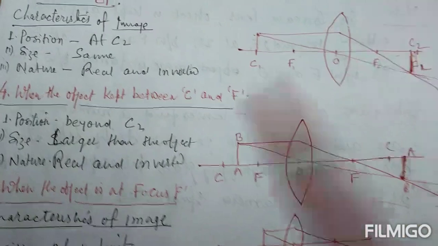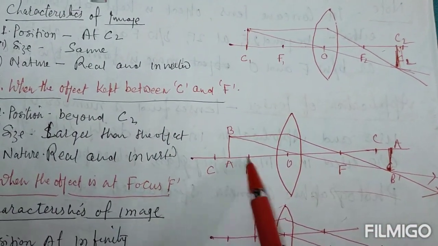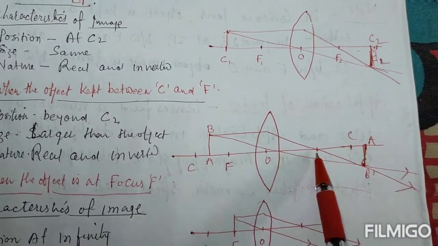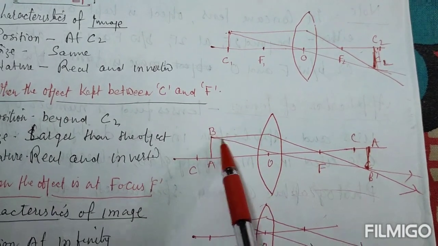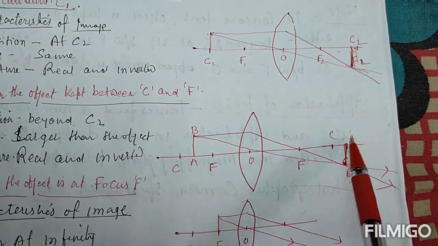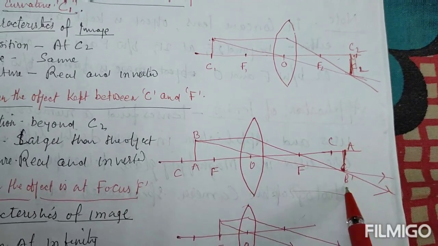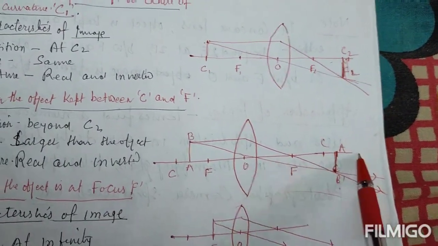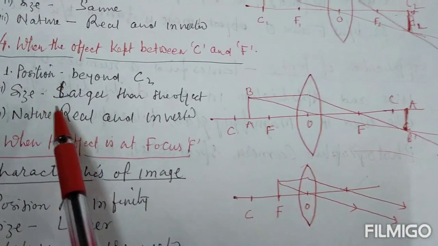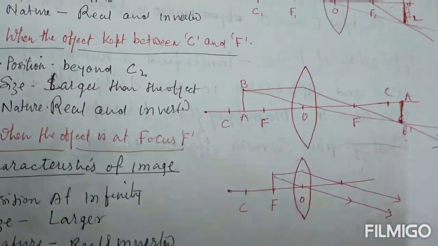Next one, when the object is kept between C and F. This is C and this is F. The object is AB. Rays coming parallel to the principal axis pass through the focus after refraction. Rays passing through the optical center will pass undeviated. So it will form beyond C, and this is the image, that is A dash B dash is the image. So it will form beyond C. So what is the position? Beyond C. What is the size? Larger than the object, and nature real and inverted.